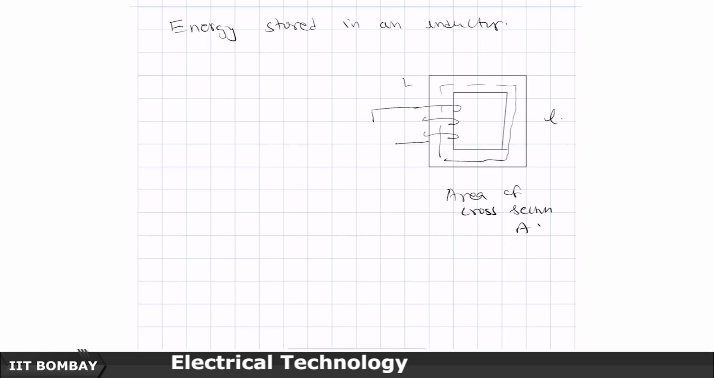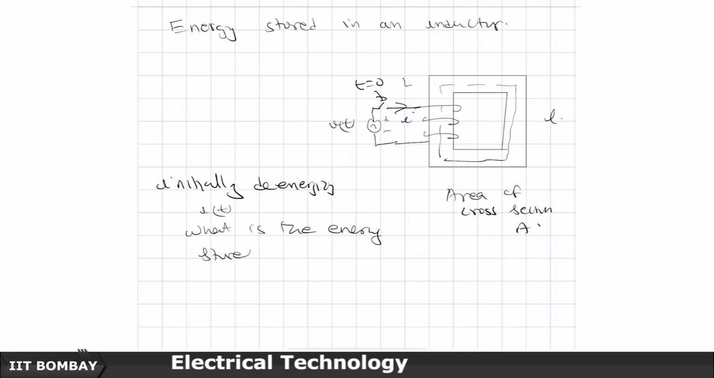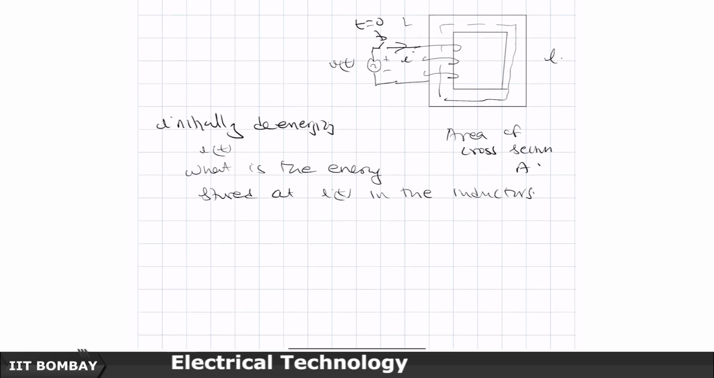So what I am going to do now, first of all, it has an inductance L, and we apply a voltage source V of t, and we want to find out how it pushes a current I, initially de-energized. So you could even think of a switch somewhere here, and the switch is closed at t equal to 0, and the question asked is, if the current is I of t, what is the energy stored at I of t in the inductor. Inductors and capacitors are storage elements for energy. Resistor is a dissipative element for energy, among the circuit elements.